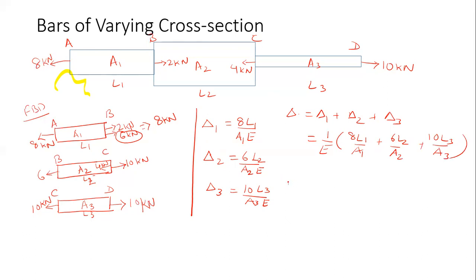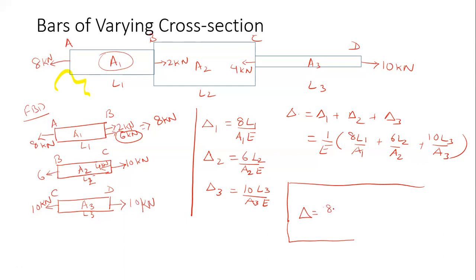Also, we can calculate this according to the principle of superposition, the way we did in the last problem. So in section AB, of cross sectional area A1, we know that the total force acting is 8.